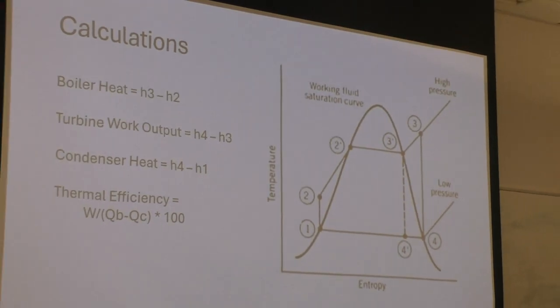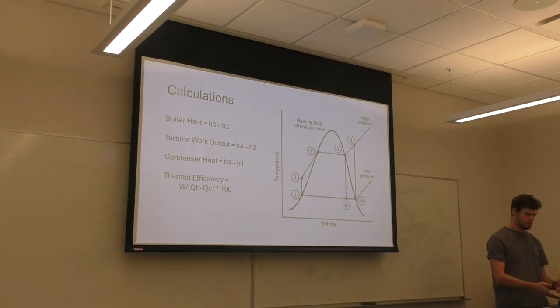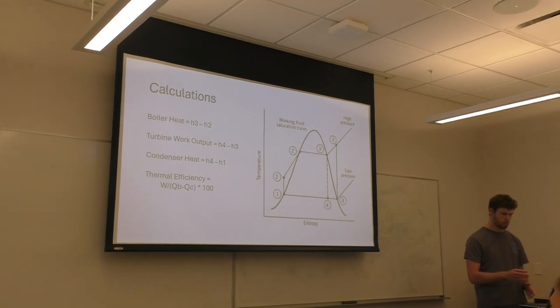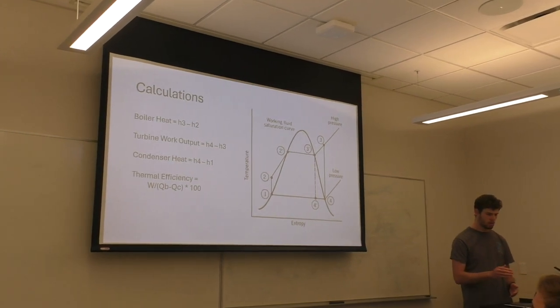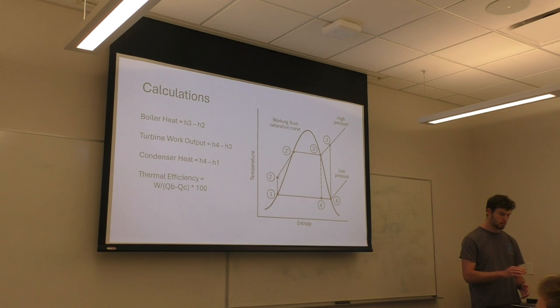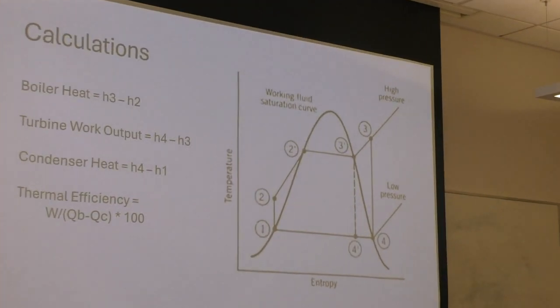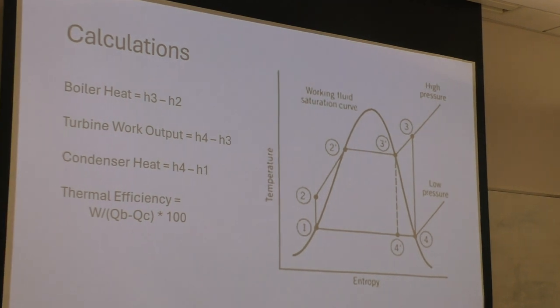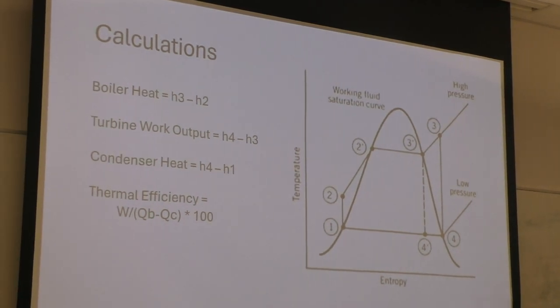And then for the calculations, these were the equations that were used. The boiler heat was the difference in enthalpy from 3 to 2. Turbine work was from 4 to 3, and condenser heat was 4 to 1. And then the thermal efficiency was the work divided by the difference in heat from the boiler and the condenser, times 100 to get a percentage.